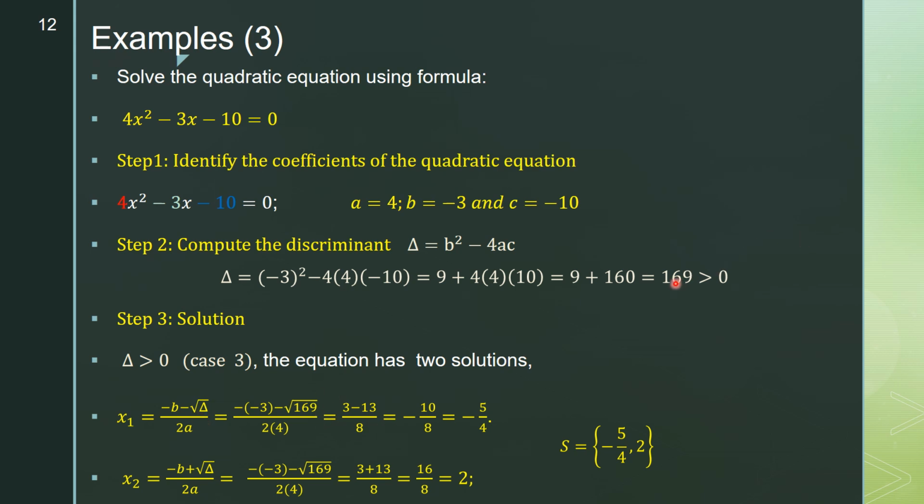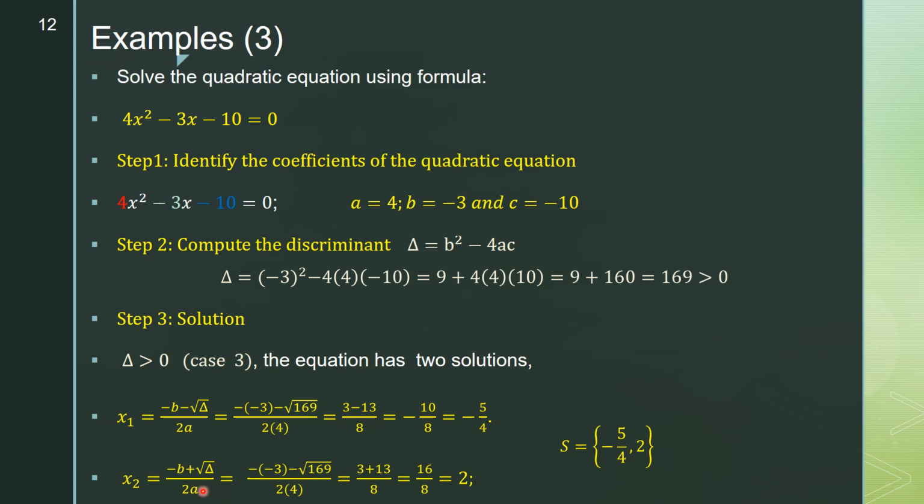Delta is 169. The square root of 169 is 13. Divided by 2 times a, which is 4. So we'll get 3 minus 13 over 8, i.e. minus 10 over 8, i.e. minus 5 over 4. So this is the first value, the first solution. The first value of x is minus 5 by 4.